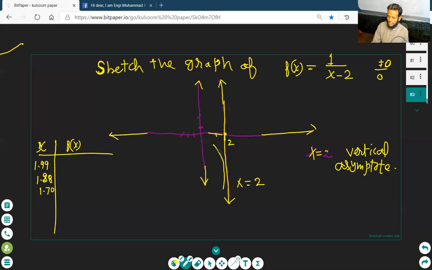Then we want to check where our graph will come to. We will increase 0, -2, -3. Okay, we see the behavior. Check it. What is the value of f(x)? Put these values in the calculator and tell me the answer.